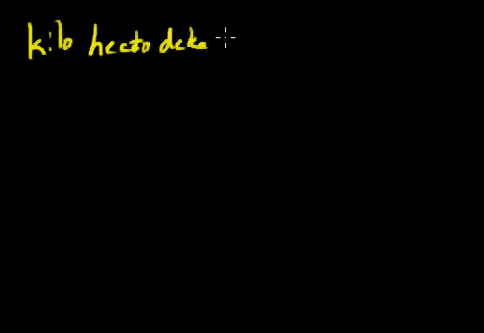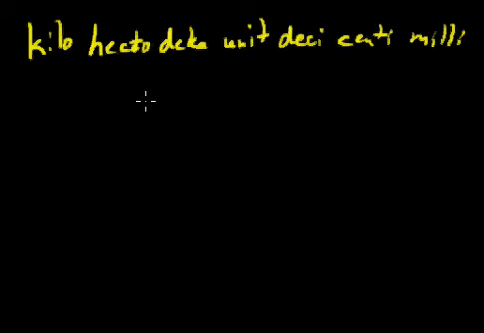to convert. So if I write my prefixes: kilo, hecto, deca, the unit itself, which is the basic units that we've talked about, then deci, centi, and milli. If I can learn these in this order, from kilo down to milli, then it's actually really easy to convert between different units.